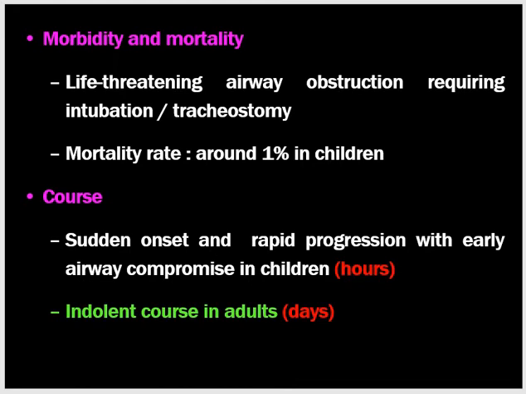The disease leads to sudden onset and rapid progression with early airway compromise in children that happens within hours, but in adults the course is more indolent and takes days for the disease to cause problems. So in adults it is not an emergency, but in children this condition is an emergency because of soft tissues in the supraglottic area which can rapidly swell.